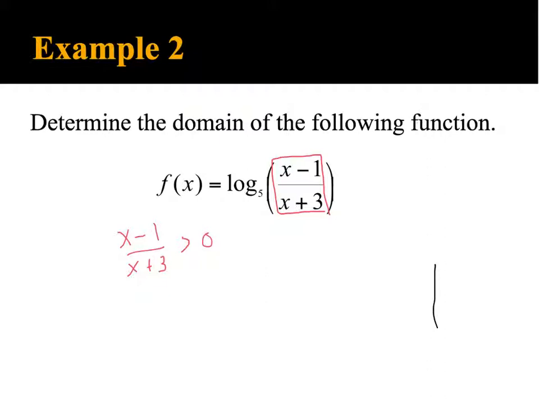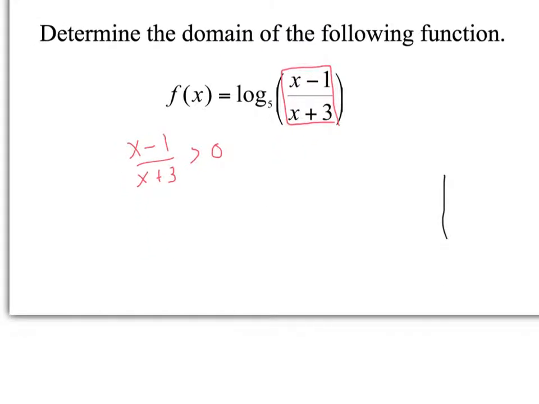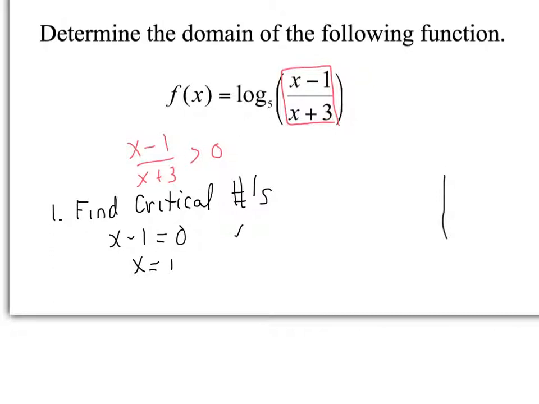Your first step is to find critical numbers. And the way you do this is by setting the top equal to 0, x minus 1 equals 0, solving x equals 1, and then setting the bottom equal to 0, solving x equals negative 3.